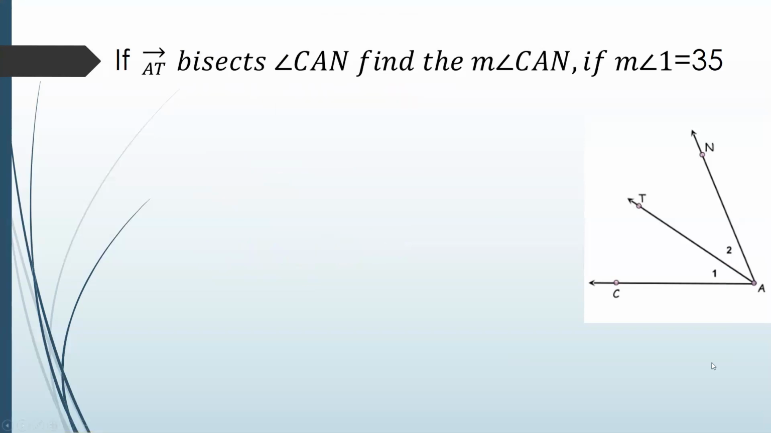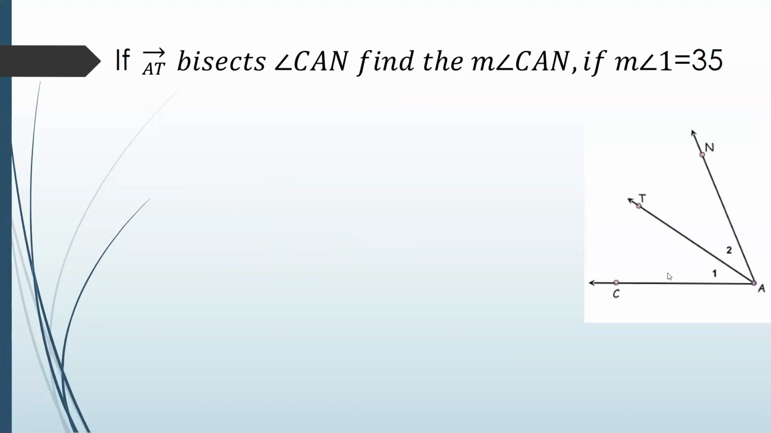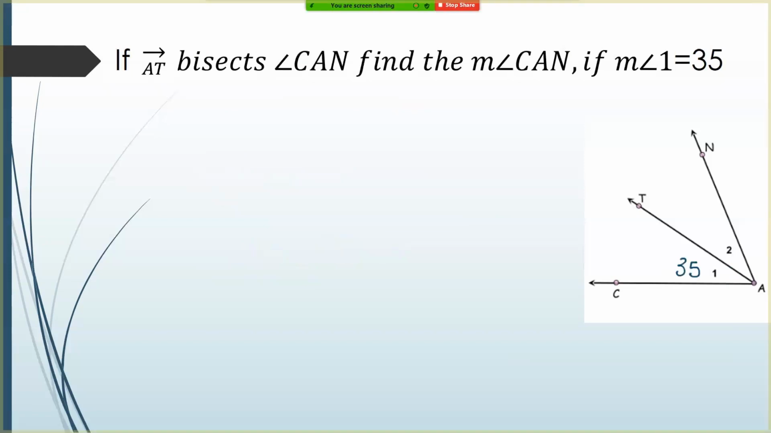And last but not least, if ray AT bisects angle CAN, so same diagram. This time we were asked to find the measure of angle CAN, which is the big angle, if we know that angle 1 is 35. So if angle 1 is 35, angle 2 has to also be 35 because we were told that ray AT bisects the angle. So these angles are both 35.